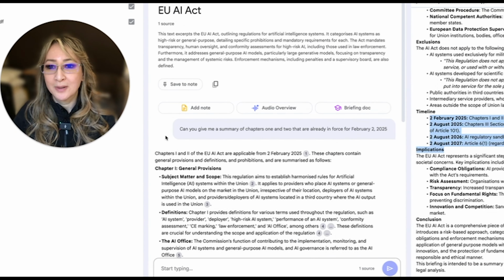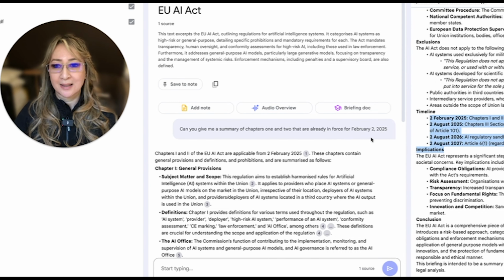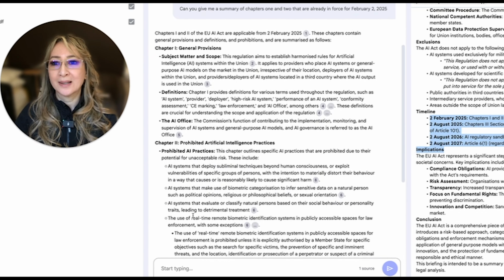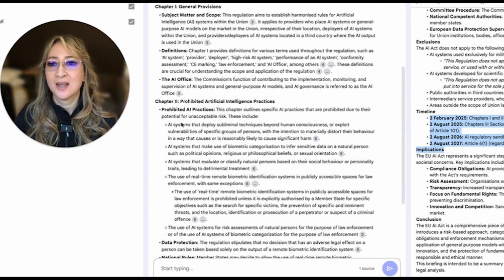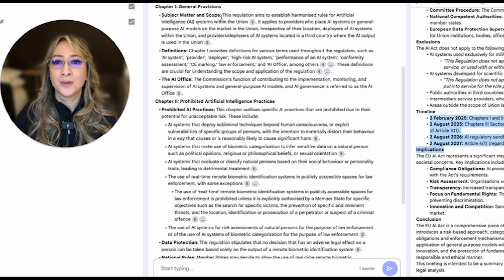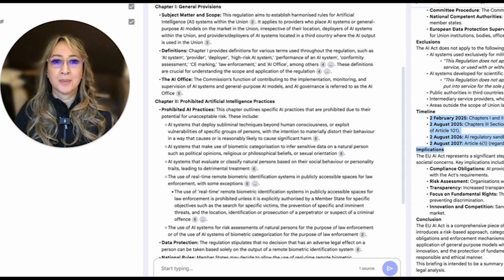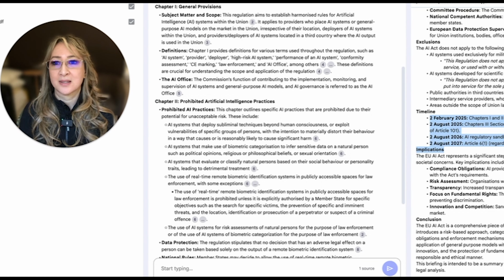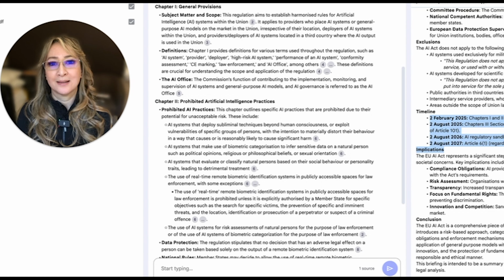So here I've already asked, can you give me a summary of Chapters 1 and 2 that are already in force from February 2nd, 2025. So Chapter 1 here, general provisions, subject matter and scope. The regulation aims to establish harmonized rules for AI systems within the Union. It applies to providers who place AI systems or general purpose AI models on the market in the Union, irrespective of their location, deployers of AI systems within the Union, and also providers and deployers of AI systems located in a third country where the AI output is used in the Union.